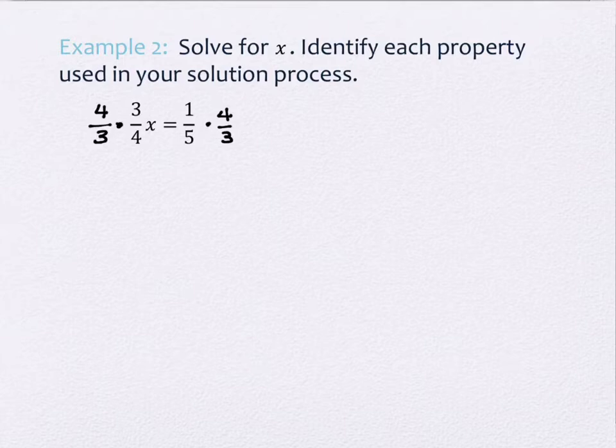And as we do this, we're going to identify what it is property-wise that we're using. And then sometimes we're using more than one property. So here we actually are. This is the multiplicative inverse property, right? That's why we chose the 4/3. But what allowed us to actually multiply on both sides and not change the values on the sides is the multiplication property of equality.